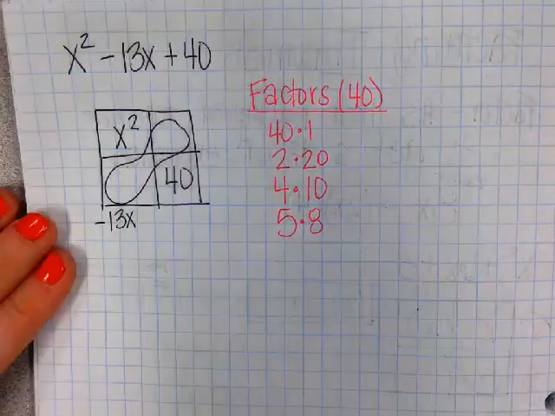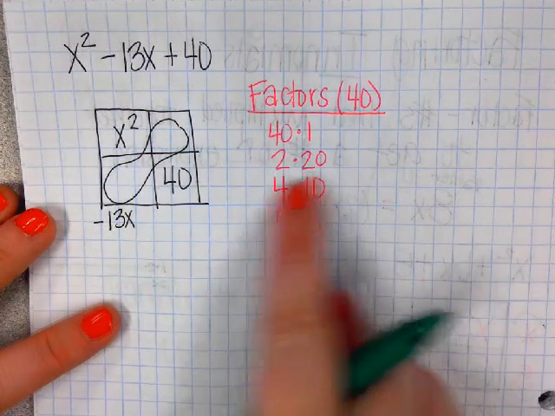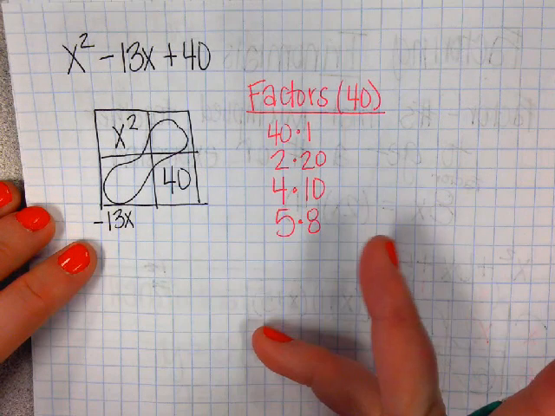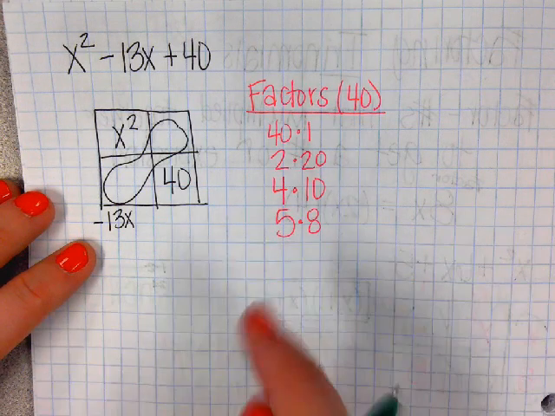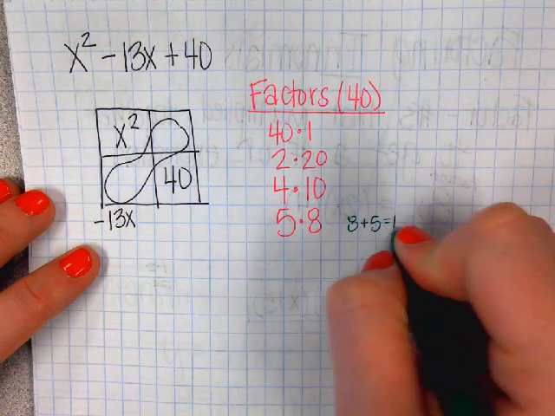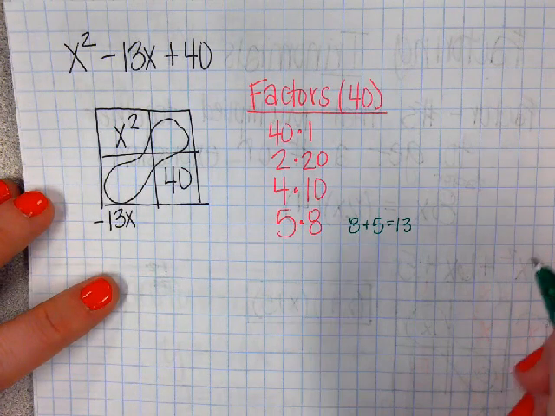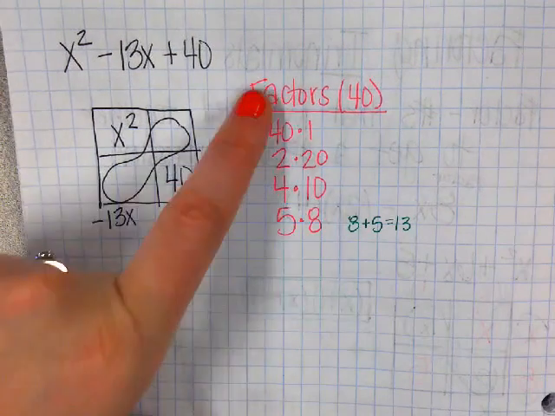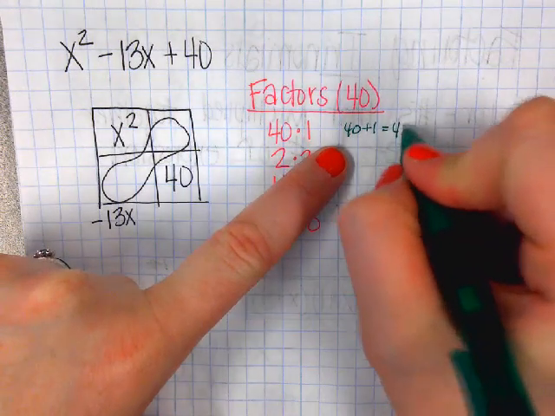Okay? So now, you need to look, and what's the next step? We need to add them together, and what do they need to give us? Negative 13. Are any of them going to add to get me a negative 13, though? So 8 and 5 would give you 13, but it's not negative, is it? You would have to switch the signs. Do you agree?